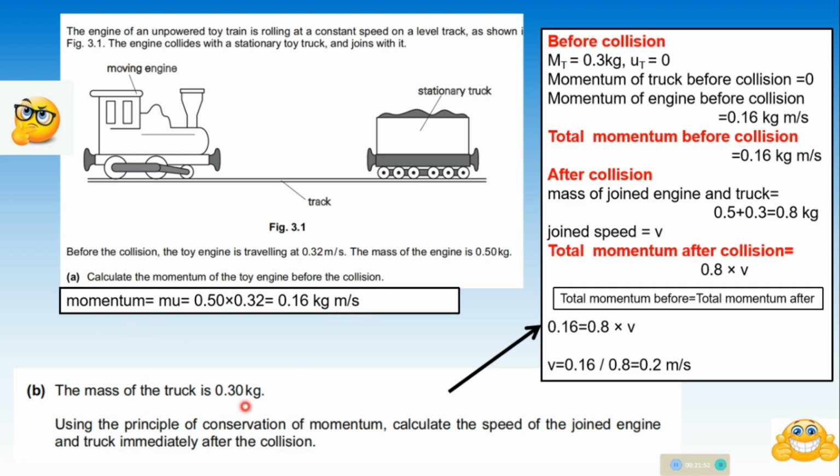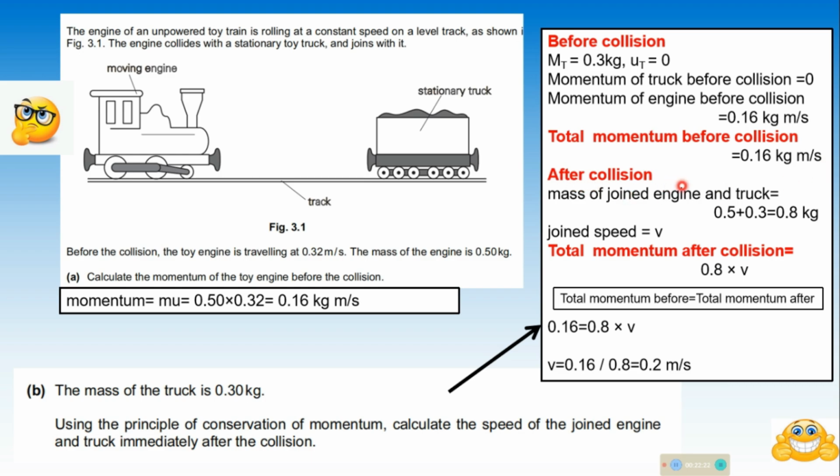The mass of the truck is given. Using the principle of conservation of momentum, calculate the speed of the joint engine and truck immediately after the collision. So before collision, we can write mass of truck is 0.3 kilogram and speed of truck is 0. Momentum of truck before collision is 0. Momentum of engine before collision is 0.16, which we have calculated here. Total momentum before collision is 0.16 kilogram meter per second.